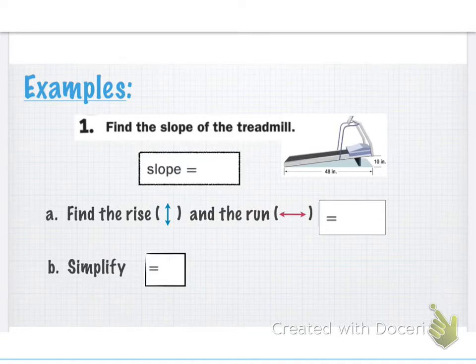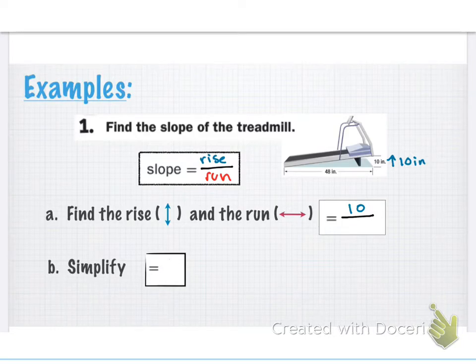Okay, so remember, slope is going to be rise over the run, and the rise is going to be how far up and down it goes, and then the run is going to be how far side to side it goes from left to right. Okay, so here the rise, we can see that it's going to be 10 inches, right? Because it went up 10 inches. So it's going to be a positive 10 on top of the fraction in the numerator.